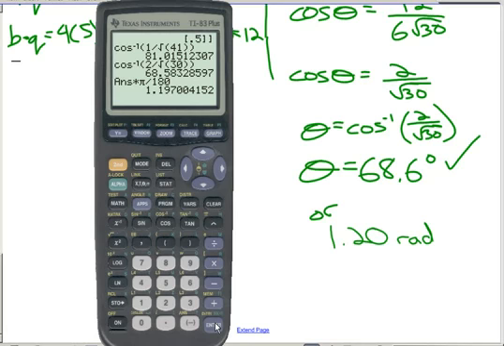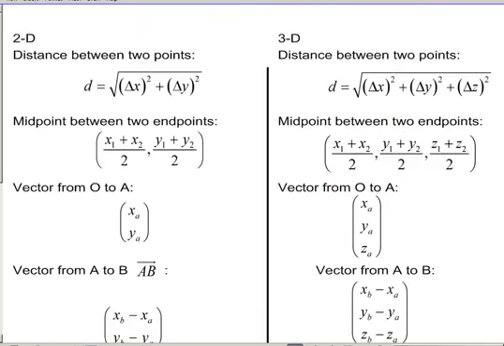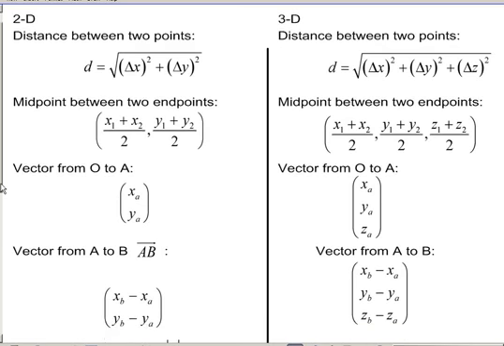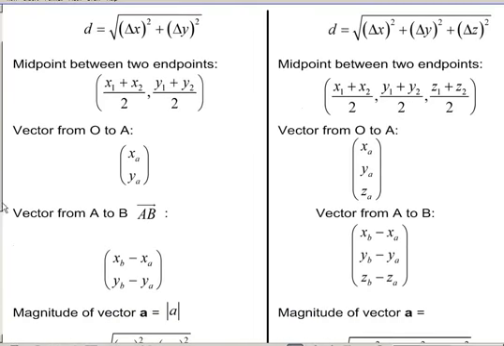The last page of this review, sorry, a little smartboard issue here, 1.20 radians. Last page of the review is just a set of different formulas that are given to you for 2D and for 3D. They're given to you only in terms of 3D in your formula booklet, and not every one of these is given in your formula booklet. So if you are having trouble figuring out what to do in 2 dimensions, here they are on the left column, and in 3 dimensions on the right column.